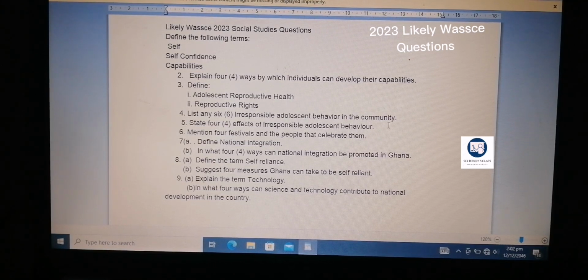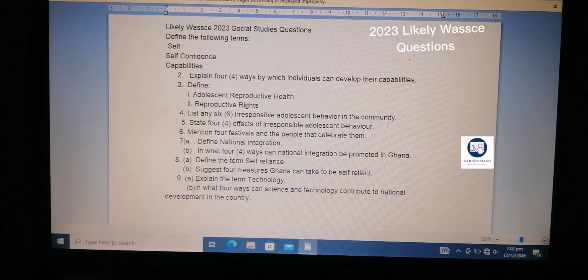And some of these irresponsible adolescent behaviors include smoking, drug abuse, prostitution, streetism, pickpocketing, alcoholism, lesbianism, masturbation, watching of pornography, stealing, and the like.